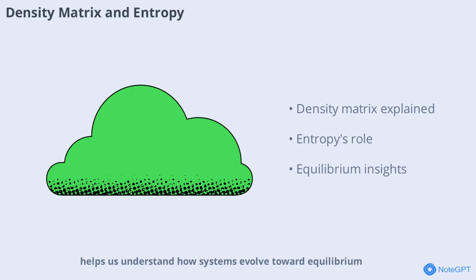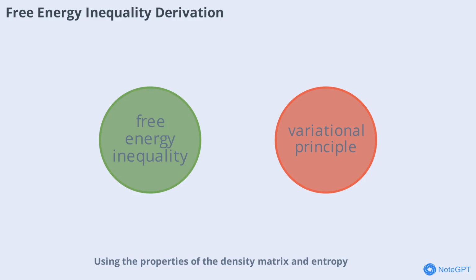systems evolve toward equilibrium. These concepts are not only theoretical, but also have practical implications in fields like quantum mechanics and thermodynamics. Using the properties of the density matrix and entropy, we derive the variational principle for free energy.